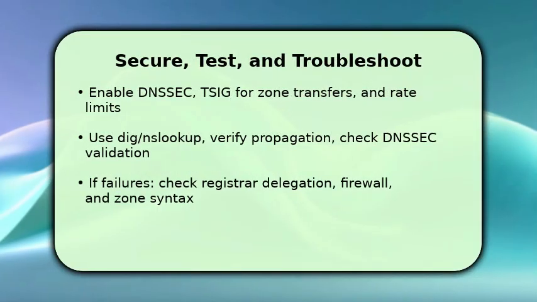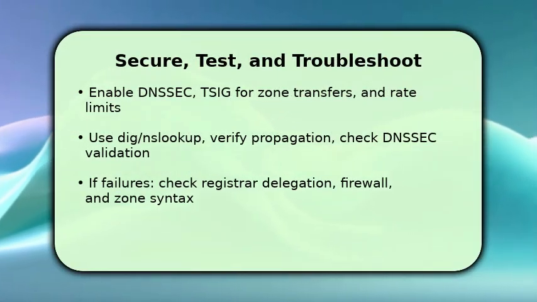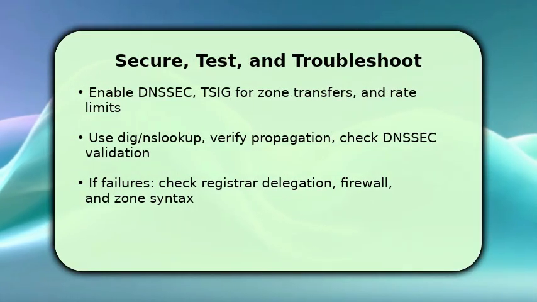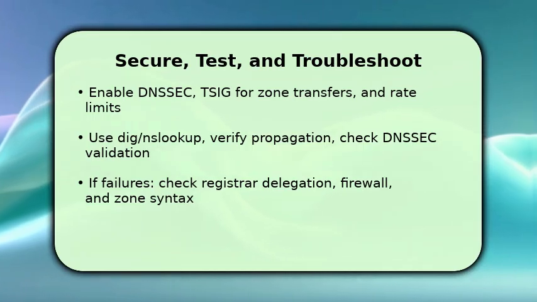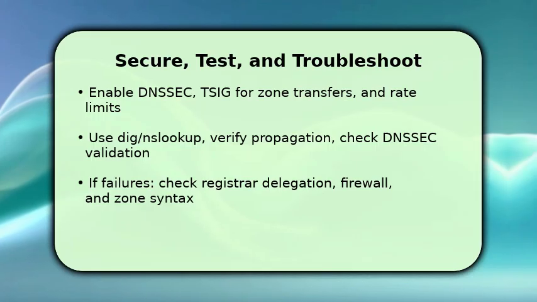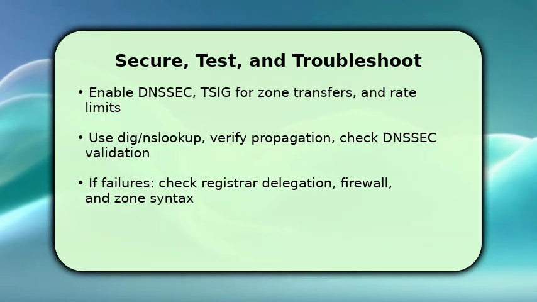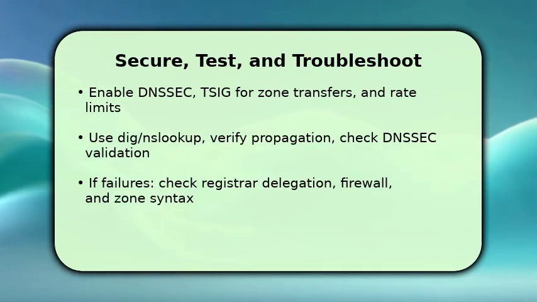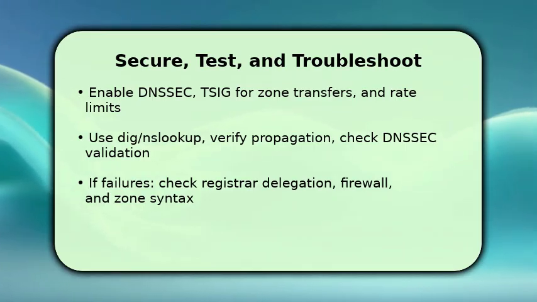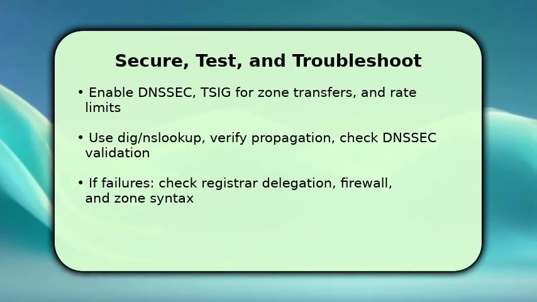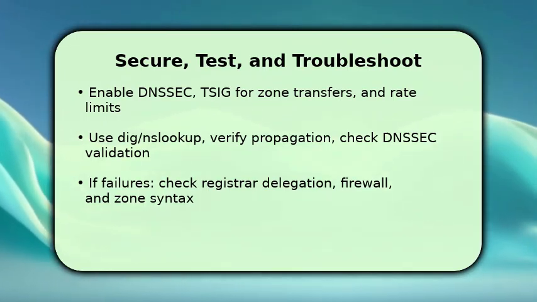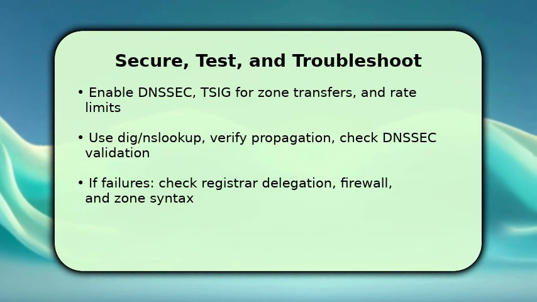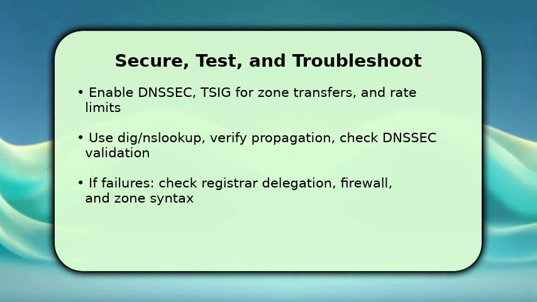Finish by hardening, validating, and troubleshooting the setup. Enable DNSSEC to protect integrity and use TSIG for secure zone transfers if you have secondary servers. Apply rate limiting and ACLs on the resolver. Then test with dig or nslookup, confirm records from multiple locations, and check DNSSEC validation. If things go wrong, first verify registrar delegation and name server IPs, then inspect firewalls, DNS server logs, and zone file syntax. Make small edits, re-sign zones if needed, and retest until clean resolution occurs.